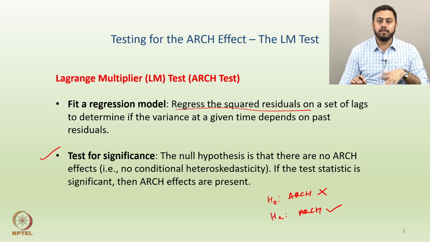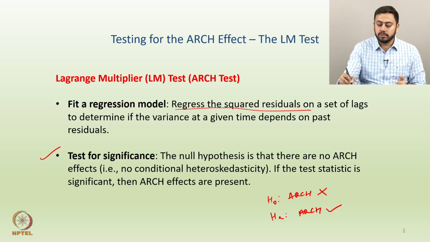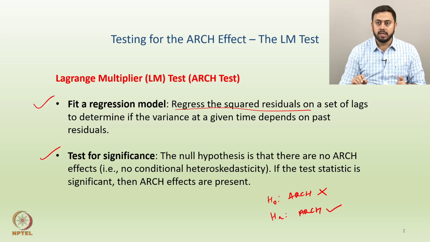In general, this LM test is not really difficult. You fit the mean equation using, let us say, an ARMA or ARIMA model, and once you fit the mean equation to the return series, you extract the residuals and then square them, because squaring the residuals serves as a proxy for the underlying variance at each point in time. Then you create a very simple regression model where the dependent variable is e_t squared and the independent variables are a set of lags, to determine if the variance at any given time depends on some past residuals or not. And lastly, you test for its significance.